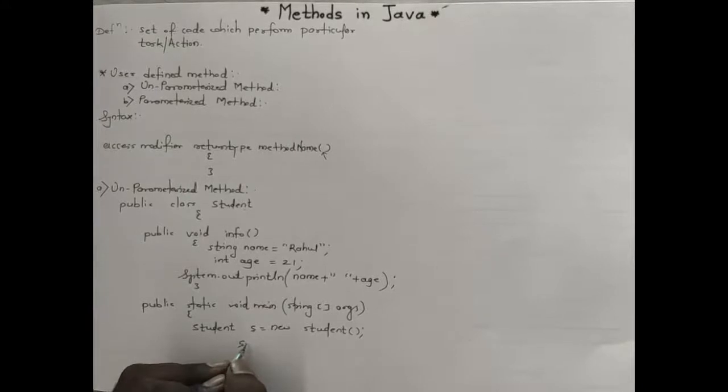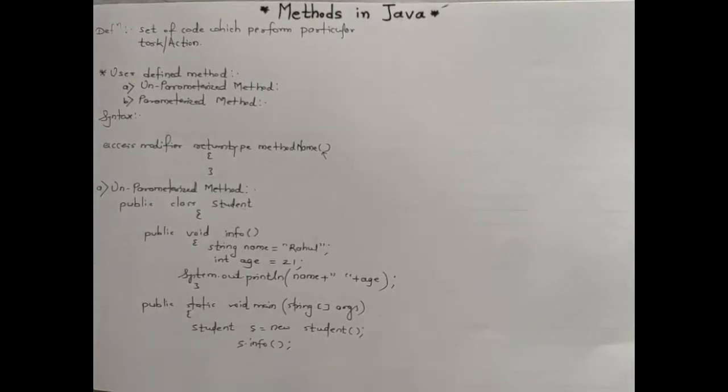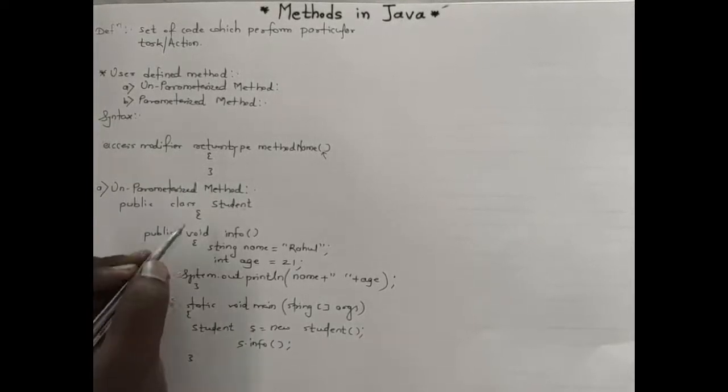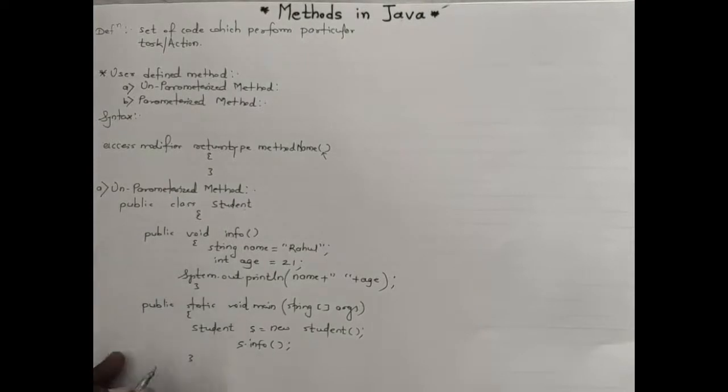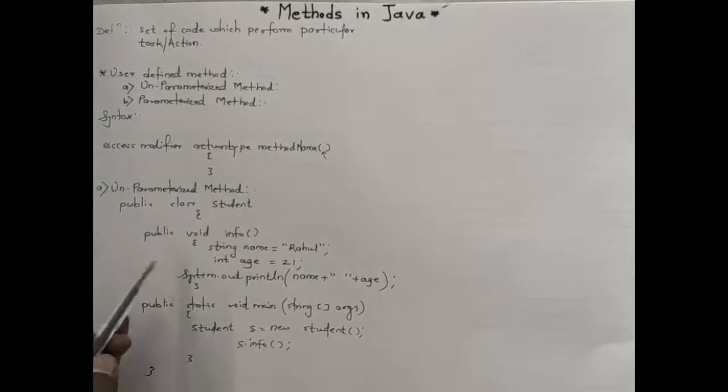Okay, so yes dot, what is the method name? info is the method name, then the parenthesis. Okay, and close that method. We have not closed the class yet, so at the end I am closing that class here.